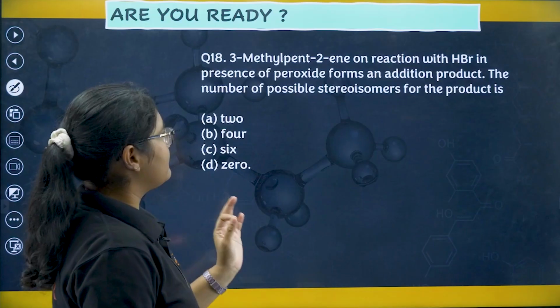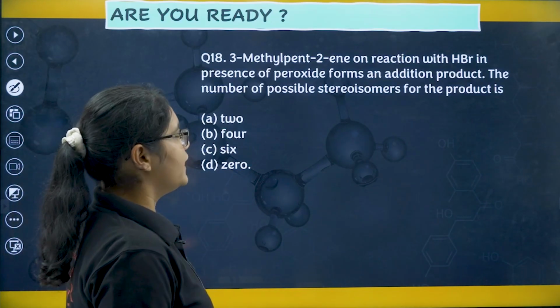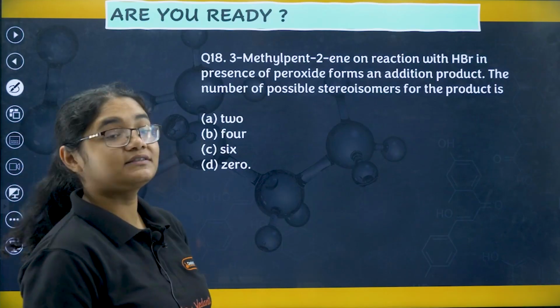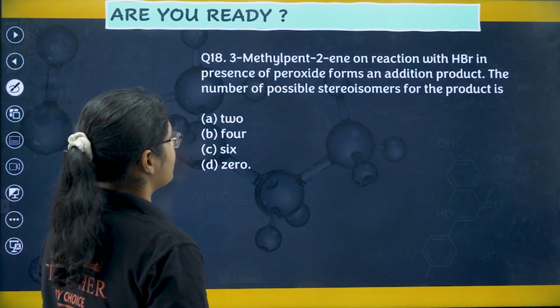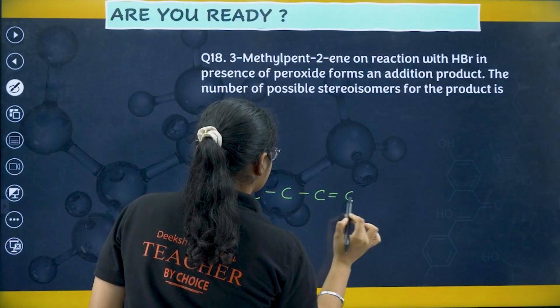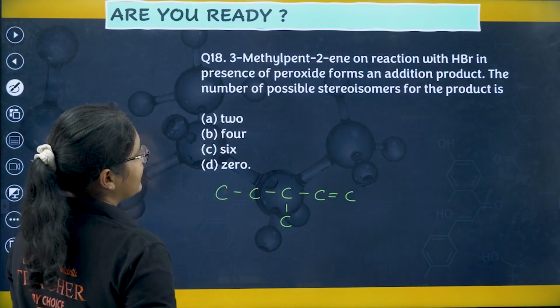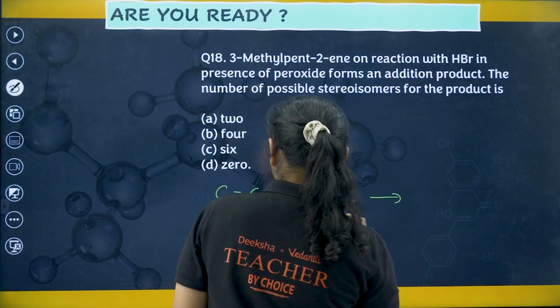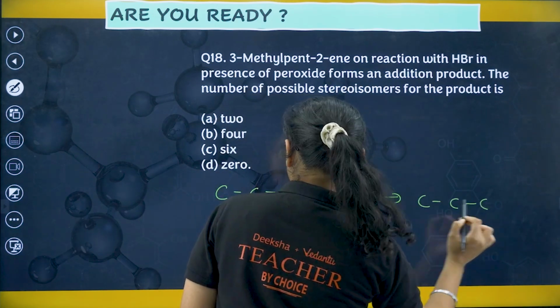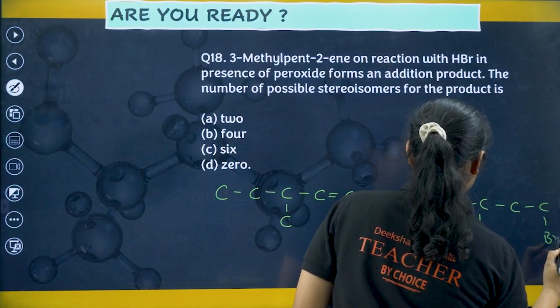Next, we have 3-methyl-pent-2-ene on reaction with HBr in the peroxide forms an addition product. The number of possible stereoisomers for this product is? So, if you have 3-methyl-pent-2-ene, and then it is reacting with HBr in presence of peroxide. When it reacts with peroxide, what will I get? You will get a product like this.